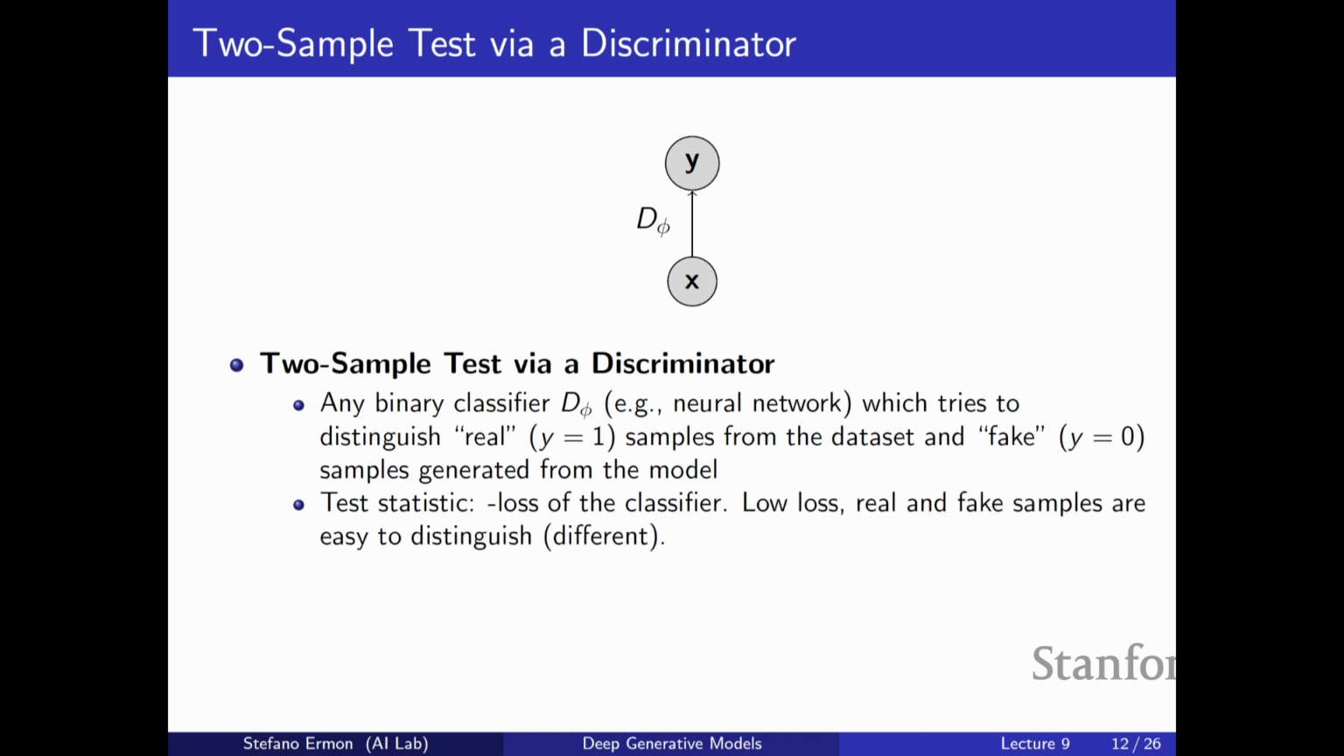If the loss of the classifier is low, then it means that you're doing a very good job at distinguishing the two. They're very well separated. Your classifier is doing a very good job at distinguishing these two groups of samples. And so they're very different, and so we want the test statistic to be large. And if we have a high loss, then the real and the fake samples are hard to distinguish, and so we expect them to be similar.